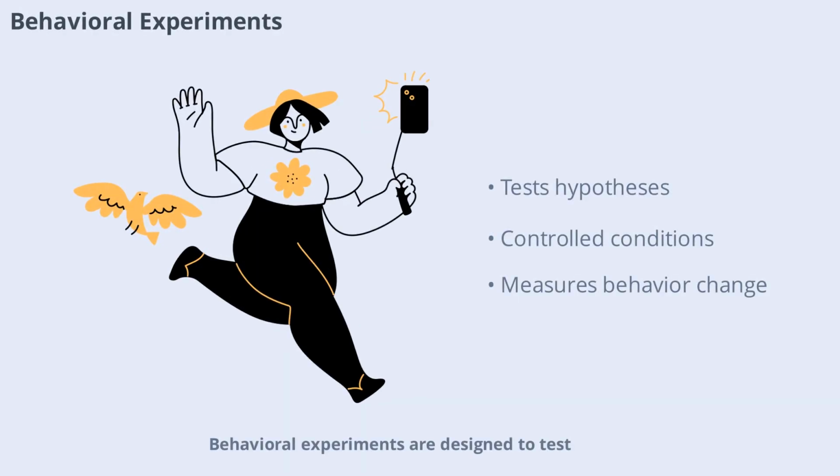Behavioral experiments are designed to test specific hypotheses about behavior under controlled conditions. These experiments often involve manipulating a variable and measuring the resulting changes in behavior. For example, researchers might test how different types of rewards affect learning. Behavioral experiments are powerful tools for uncovering the mechanisms behind actions and decision-making.